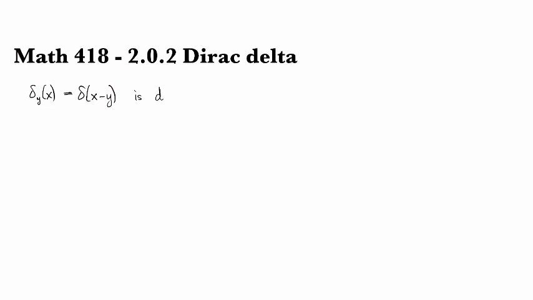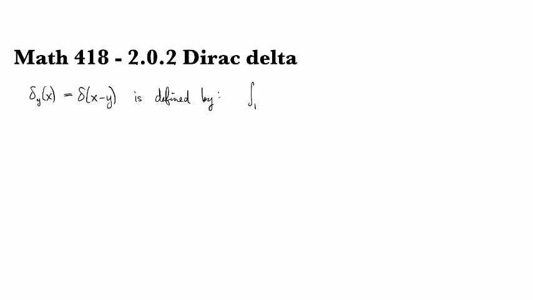So we will take as our definition of the Dirac delta the following idea. The Dirac delta at y, or centered at y, or the Dirac point mass at y, whatever you want. This is the standard Dirac delta at 0 translated so that it's now at y, and it's defined by the following equation.